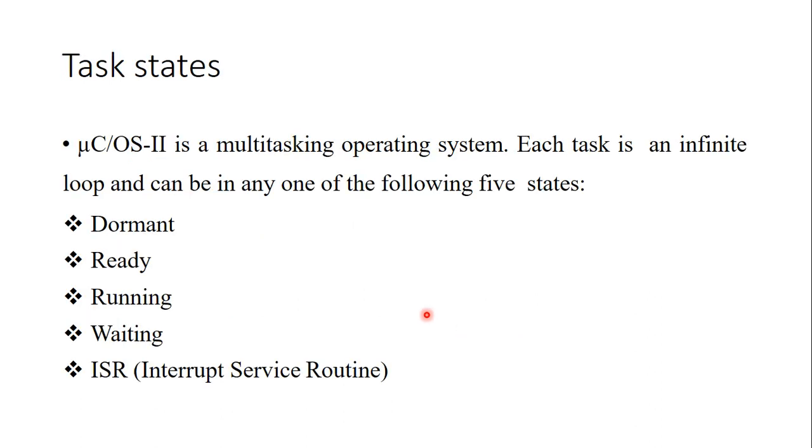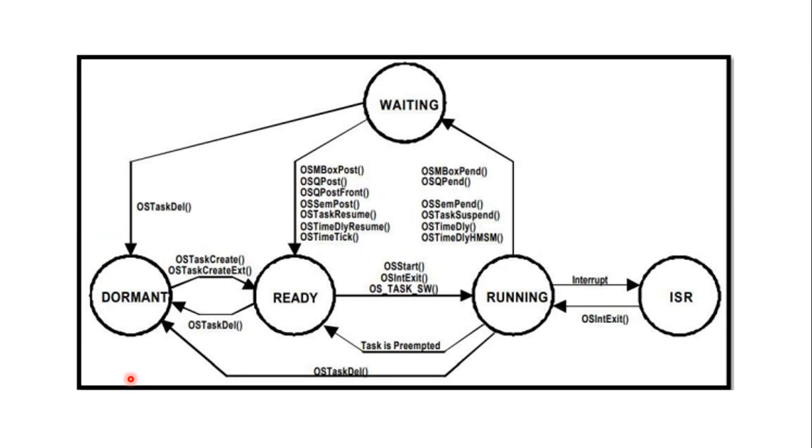Task states. Micro C OS has 5 different task states, making it a multitasking operating system. The states are the dormant state, ready state, running state, waiting state, and ISR state. This is basically the relationship between the tasks. Let me explain each state.